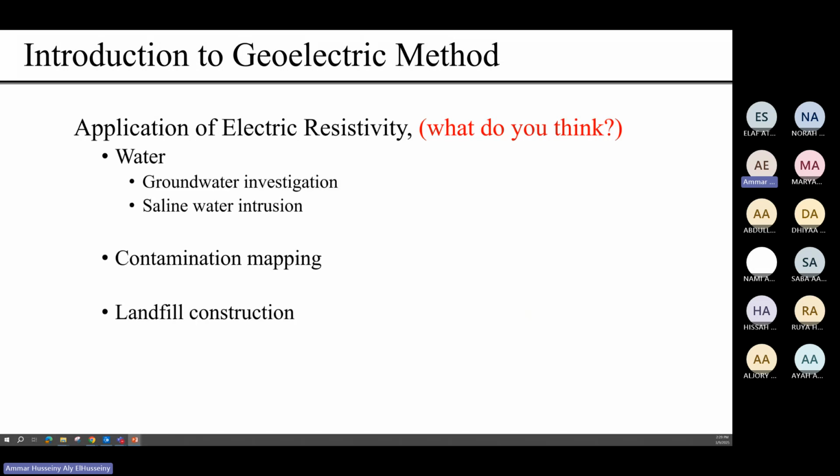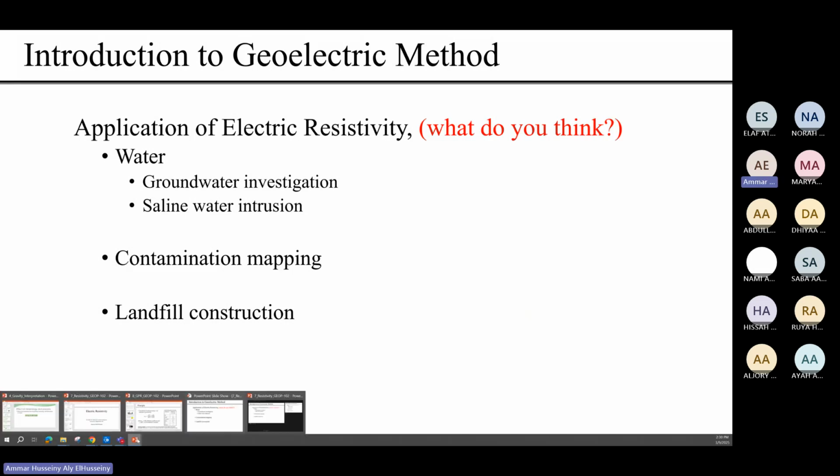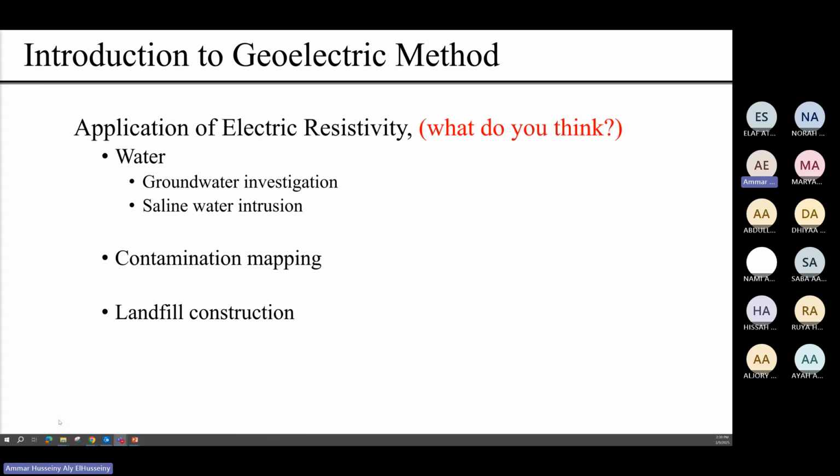Any question? Now we can go to any question in the electrical. So I hope at least you know a little bit about application and some terminology as well. Okay. Let me now see the question.